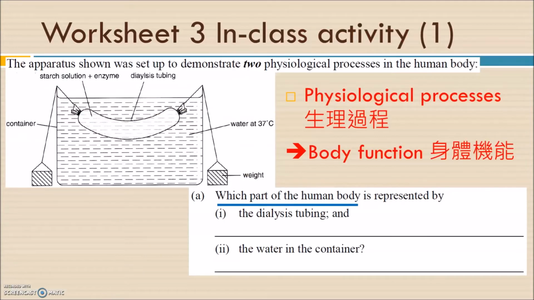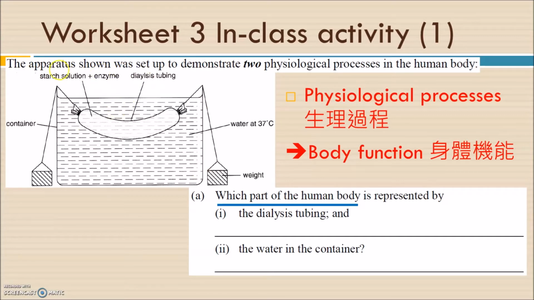Then we go through in-class activity 1. Question 1 is talking about this setup. This setup is demonstrating two physiological processes in our human body. What is the meaning of physiology? Physiology means the body function. So this setup is demonstrating body functions of our human body.